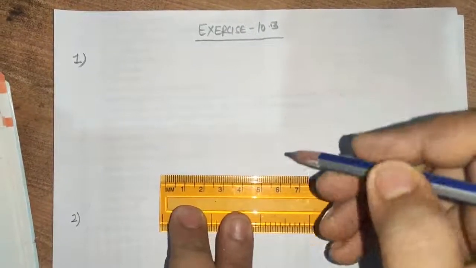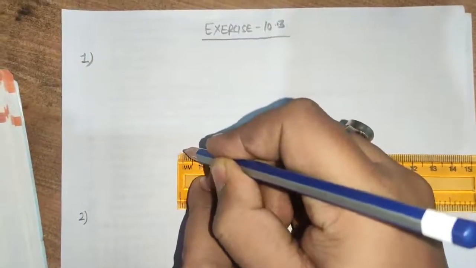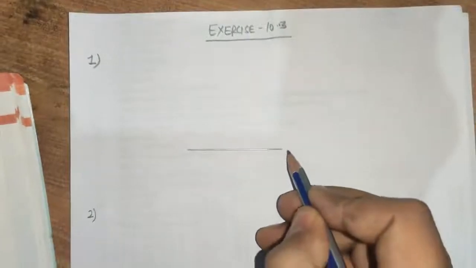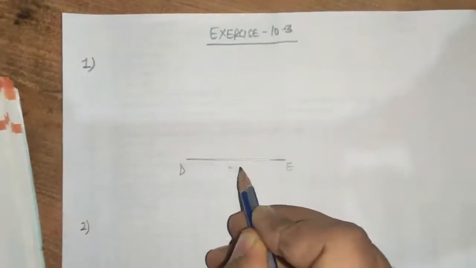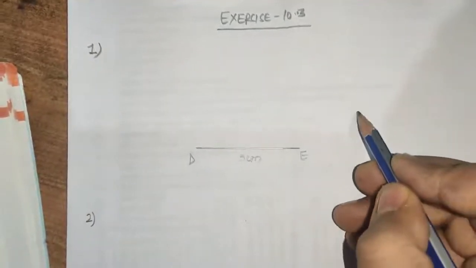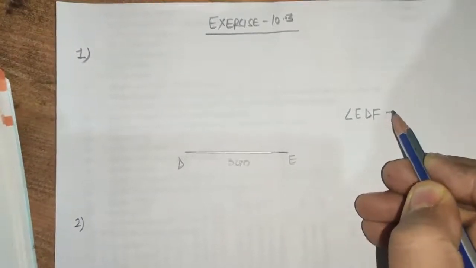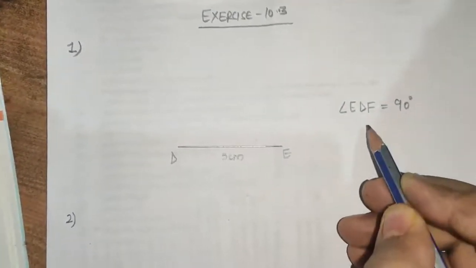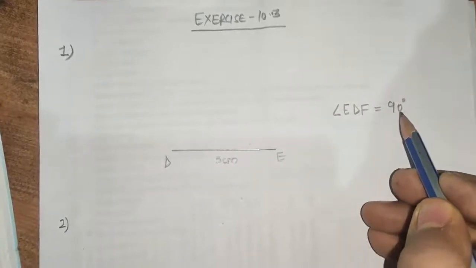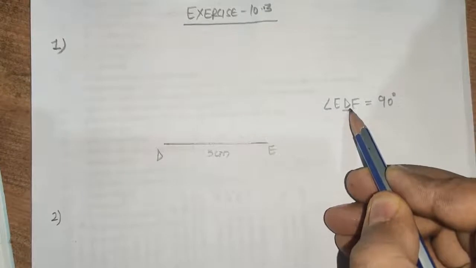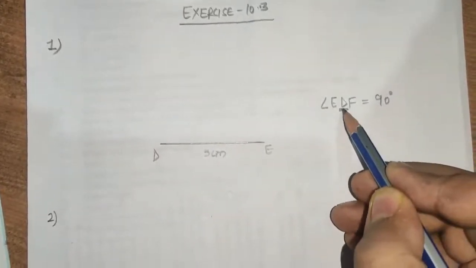Now here we will draw DE, which is 5 centimeter in length. First we will write D and E. This is 5 centimeter and the angle given is, you can see, angle EDF. It is 90 degree. So first of all we have to understand on which point we are required to make 90 degree. So here, on the middle alphabet, you will draw 90 degree, on D.